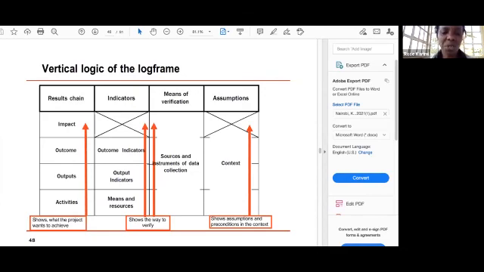And then what are the assumptions? What is it that we are assuming is going to hold, or what are those preconditions that we assume will hold for our project to achieve the results? So that's the log frame matrix. And you can see that once you've started with the problem tree, and gone to the objective analysis, it is very easy now to fill out these other parts: the result chain, the indicators, the means of verification, and the assumptions. Next.